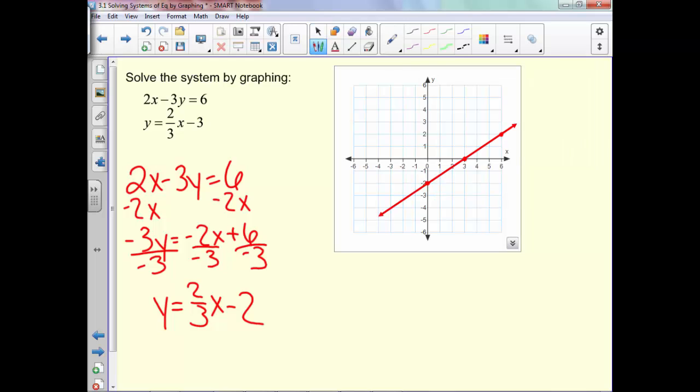Notice the second line is already in our y-intercept form, slope-intercept. So our y-intercept here is negative 3, and our slope is up 2 over 3 again.